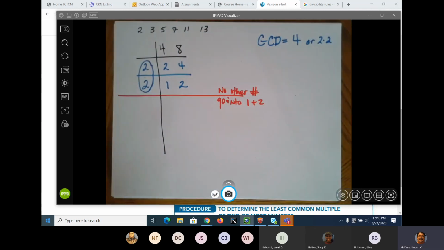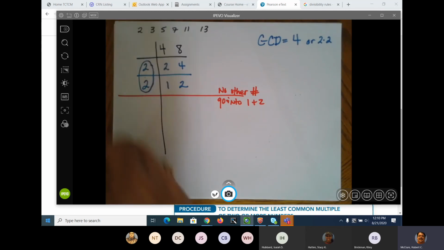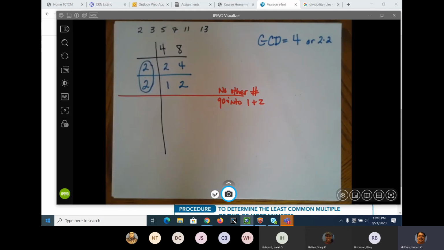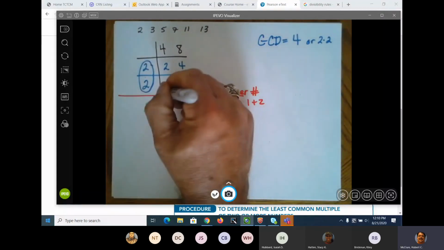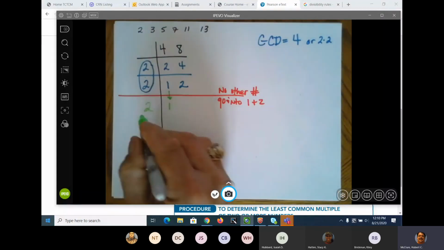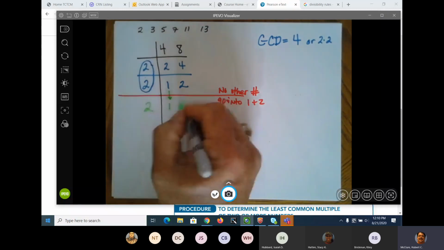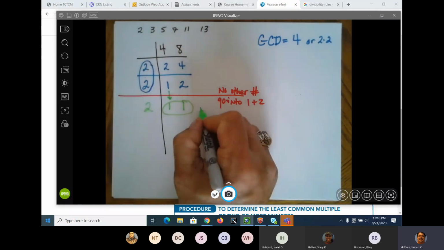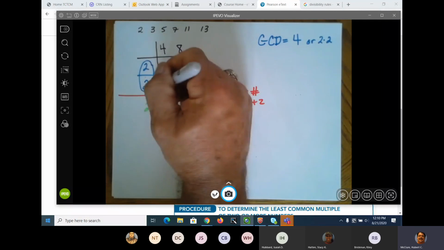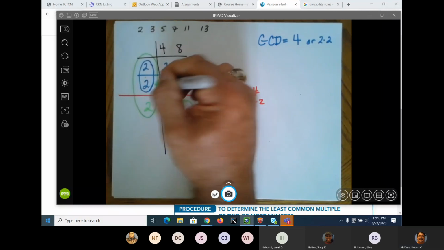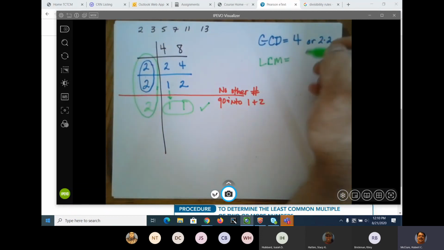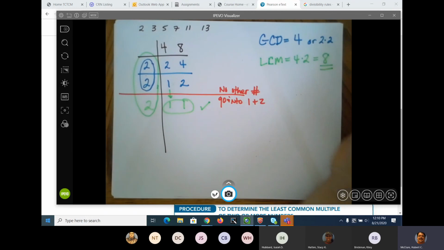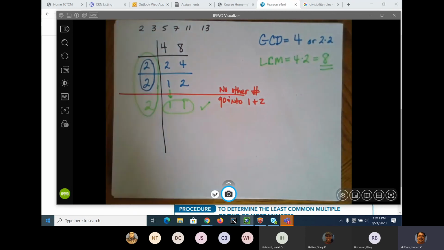Now, I'm going to keep going in green, and I'm going to get 1s on the bottom. I'm going to be using magic math. I'm going to divide by 2, and this comes down because I can't divide 2 into 1, and 2 into 2 one time. When I get all 1s on the bottom, now I've got my least common multiple equals 4 times 2, which is equal to 8.